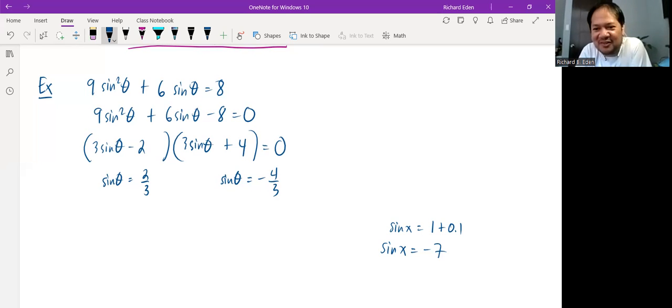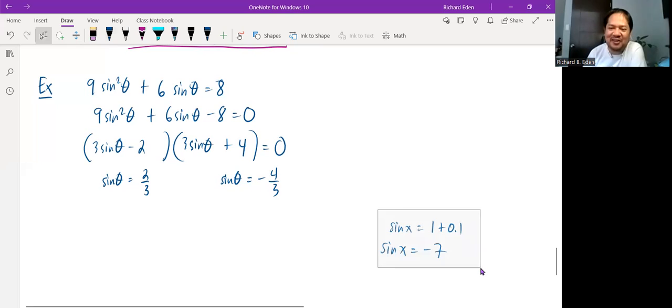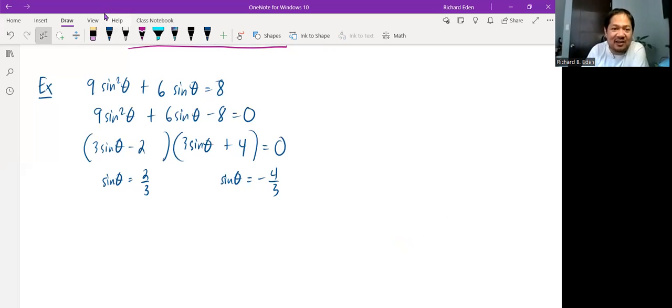Meron bang binatbat ng mga arc sine at mga arc cosine o wala. All right. So sine theta is negative four thirds, and because of the very fact that negative four thirds is less than negative one, that means this has no solution. It does not have to be explored. And you don't have to compute the arc sine of negative four thirds because in the first place it's impossible.